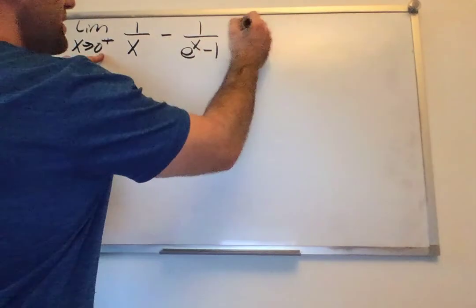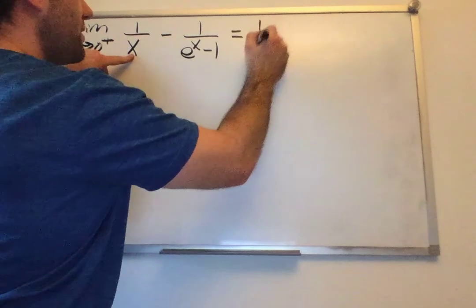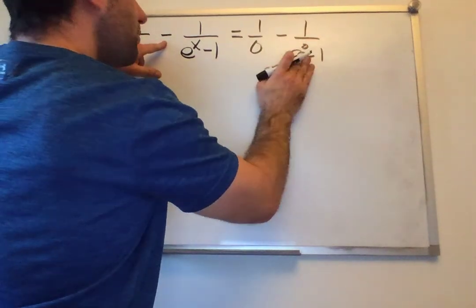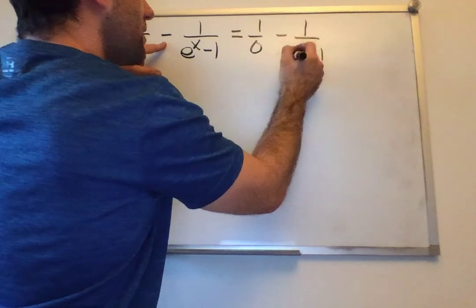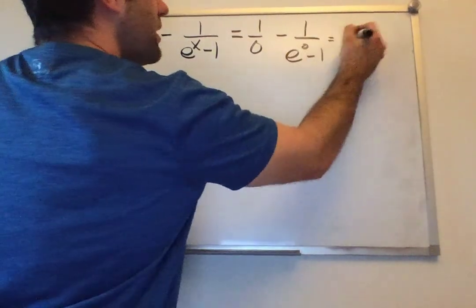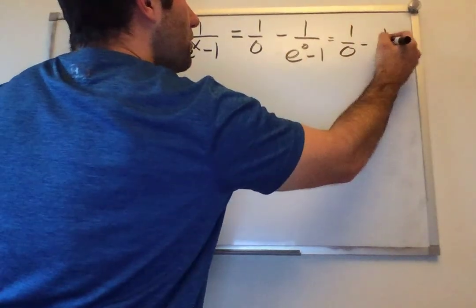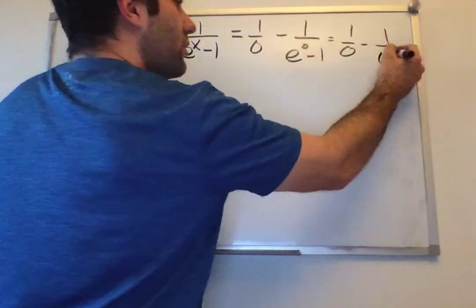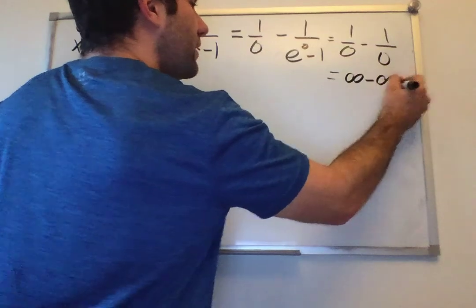Let's see, we plug in 0 right here. We get 1 over 0 minus 1 over e to the 0 minus 1. That's a really bad e, let me fix that. Well, that's 1 over 0 minus 1 over e to the 0, which is 1. 1 minus 1 is 0. We get infinity minus infinity.